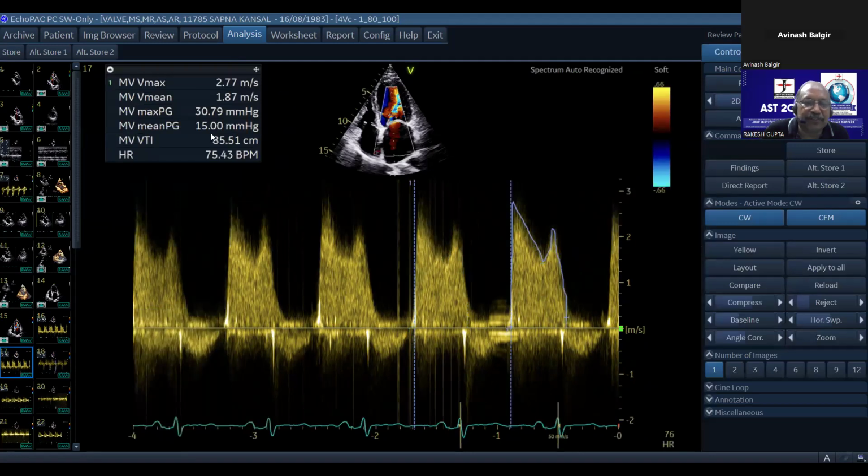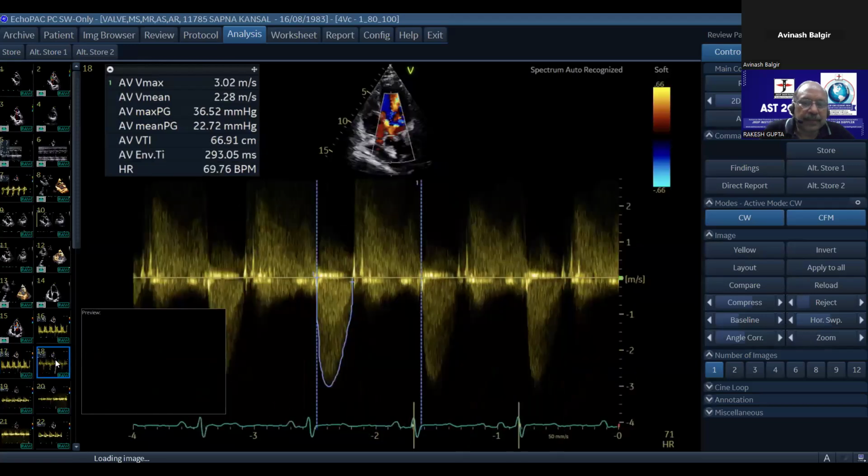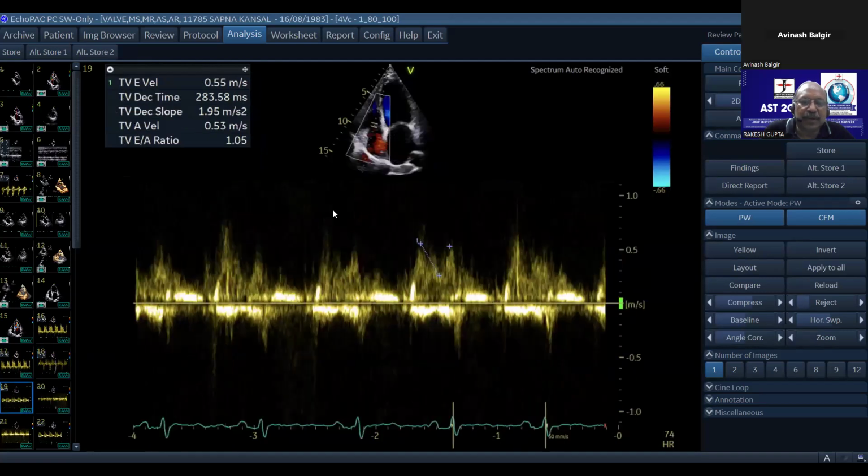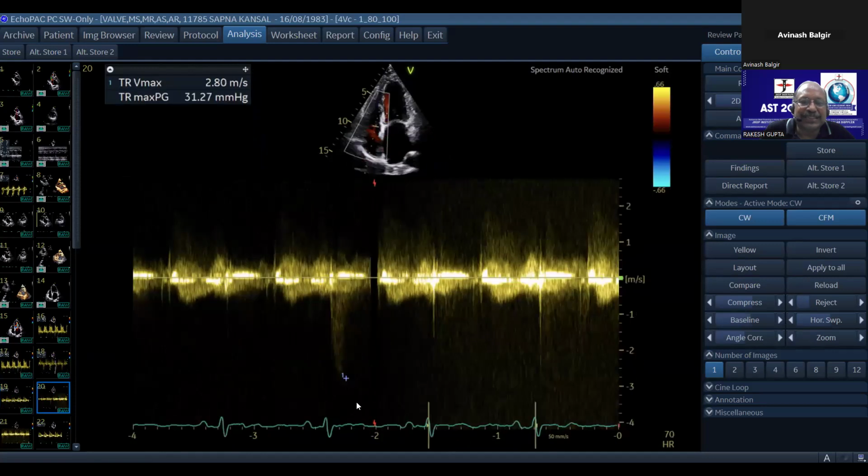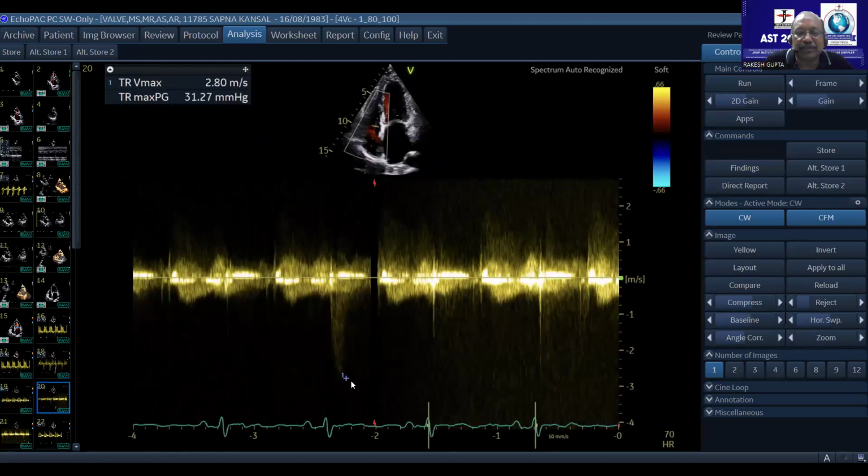My gradients are now 15. So can this patient also have subvalvular stenosis as well? I showed you there is no thickening of the subvalvular apparatus. Now, next is the aortic valve. Look at the aortic valve. It has got 3.2 meters per second flow velocity. Peak velocity is 3.2, mean is 2.28. The third important factor is to look at the tricuspid valve and the TR jet. TR jet peak gradient is almost 30 millimeters of mercury.